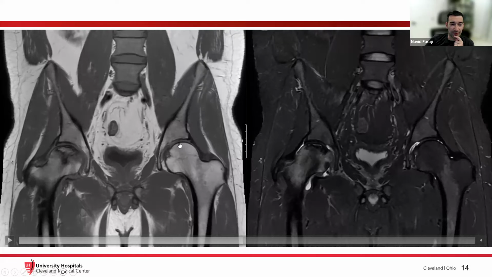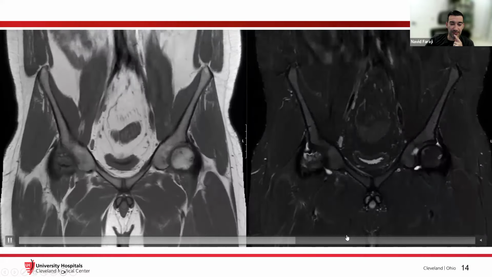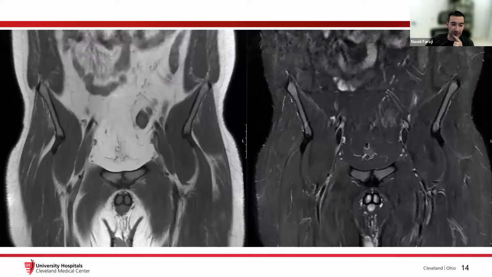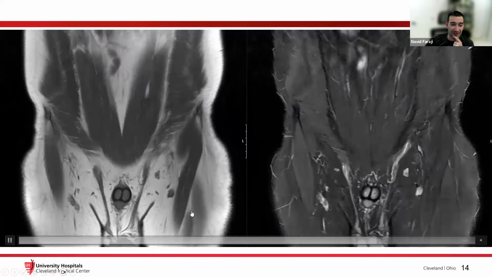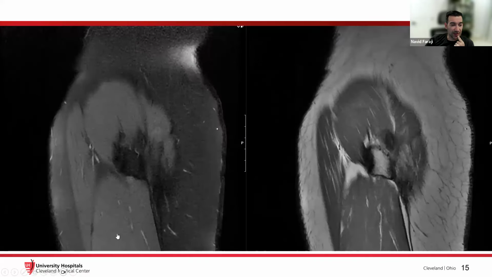We can see how spherical the left femoral head is. The right femoral head is less spherical, so we're having articular surface collapse of the right femoral head, which is something that avascular necrosis can progress to. And so we'll go on to the next slide just for the sake of time.